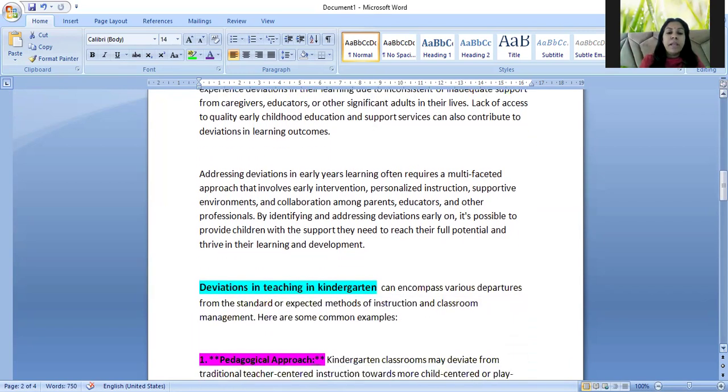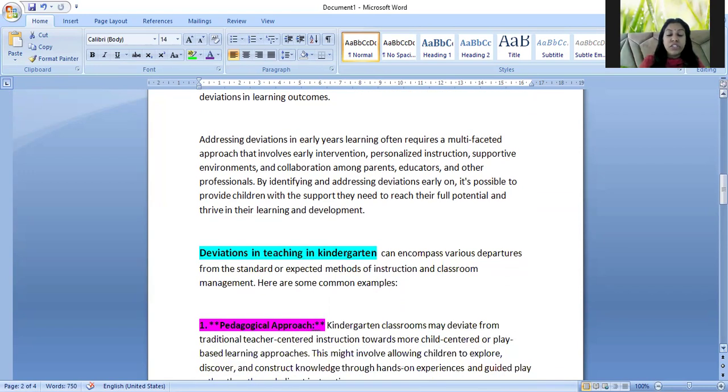Now we'll put some light on deviations in teaching in kindergarten. Very interesting. So now it is teacher centric. How a teacher is doing deviation in the classroom in teaching basically can encompass various departures from the standard or expected method of instruction and classroom management. Here are some common examples. So let's put some light on these examples.